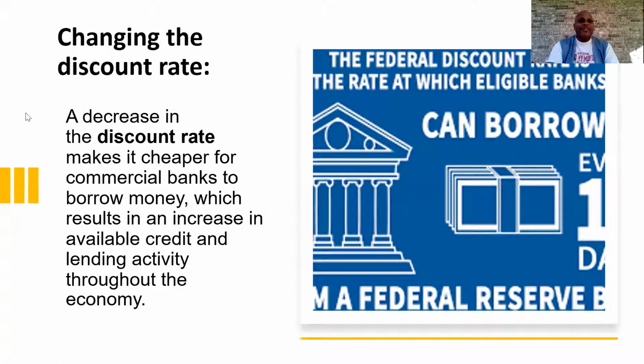And finally, changing the discount rate. A decrease in the discount rate makes it cheaper for commercial banks to borrow money, which results in an increase in available credit and lending activity throughout the economy. Again, they can increase or decrease it.